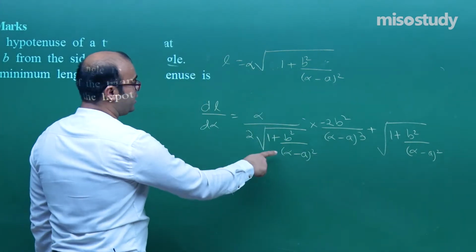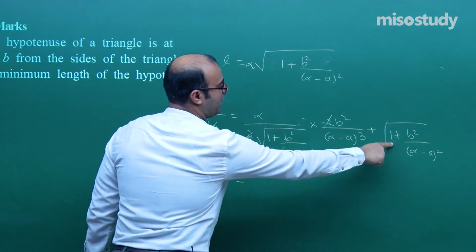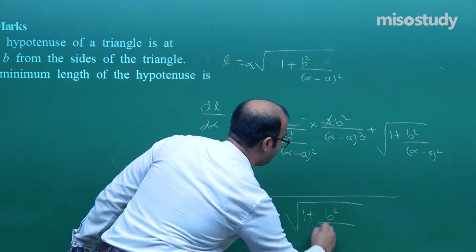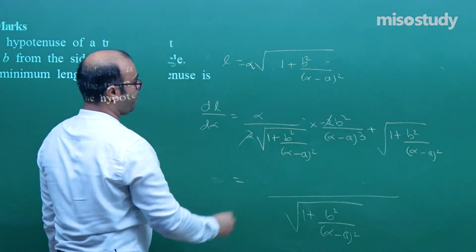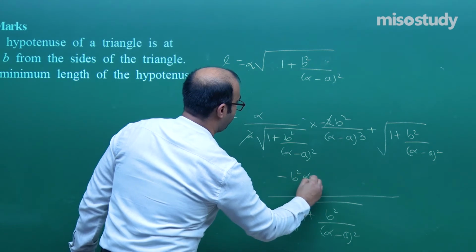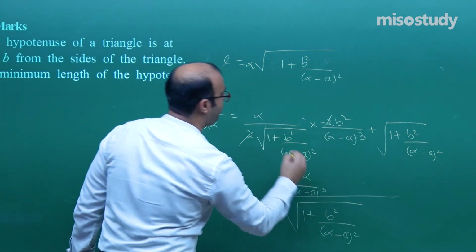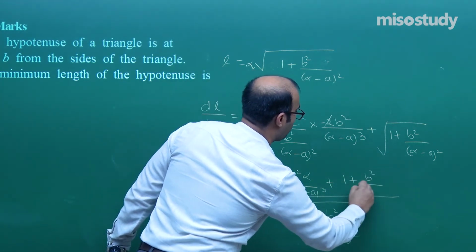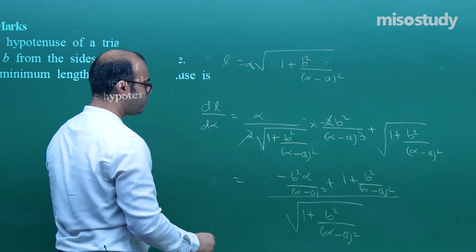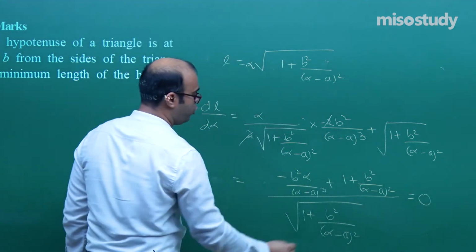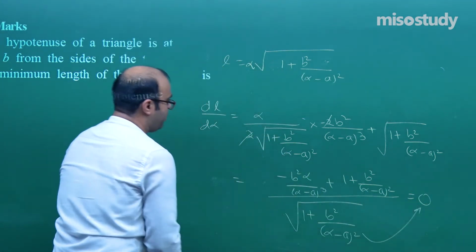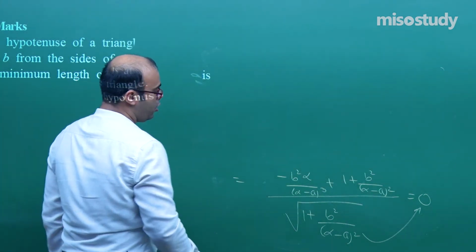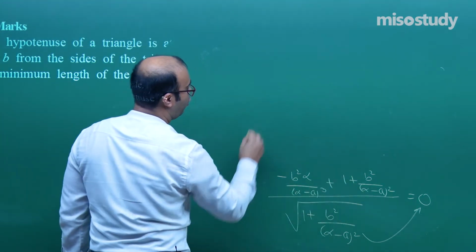Okay. This 2 is cancelling. Let us multiply this with this. This will come with the LCM root over 1 plus b square by alpha minus a whole square, and this will become minus b square alpha by alpha minus a whole cube. When this is multiplied with this, this will become 1 plus b square by alpha minus a whole square. We did one thing, we equated it to 0. This went there and this became 0. In the next step, we have to simplify it. So what we take, this is 0, alpha minus a whole cube as the LCM.